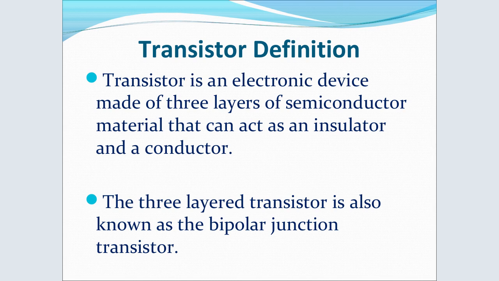So by definition, a transistor is an electronic device made up of three layers. The three-layer transistor is also known as the bipolar junction transistor.